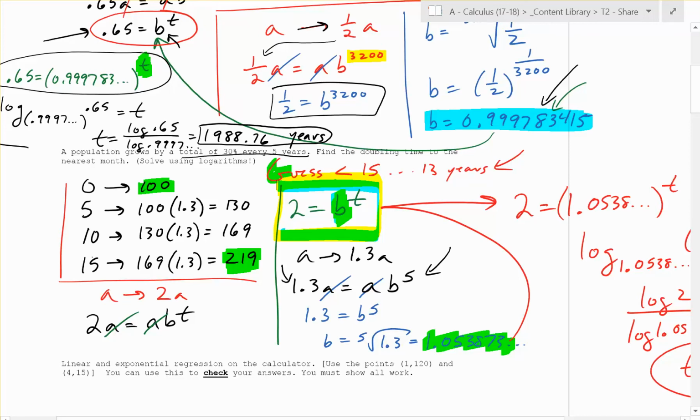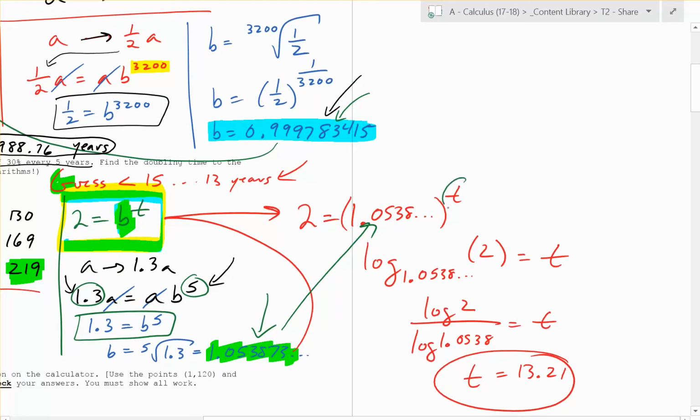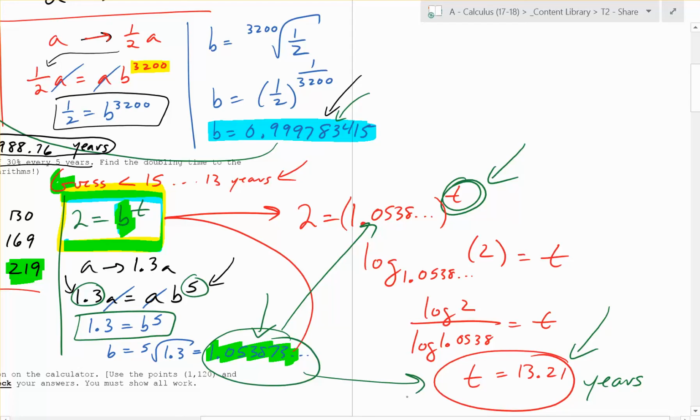We found B because we knew that after 5 years, it grew to 1.3, 30% greater. So we have 1.3 equals B to the 5th. You take the 5th root of 1.3 and you end up with our B, which we plugged in right there. And then we needed to solve for T. We solved for T, which was 13.21, in this case, years. We can check that because we could take this and raise it to the 13.21 and we should get 2.